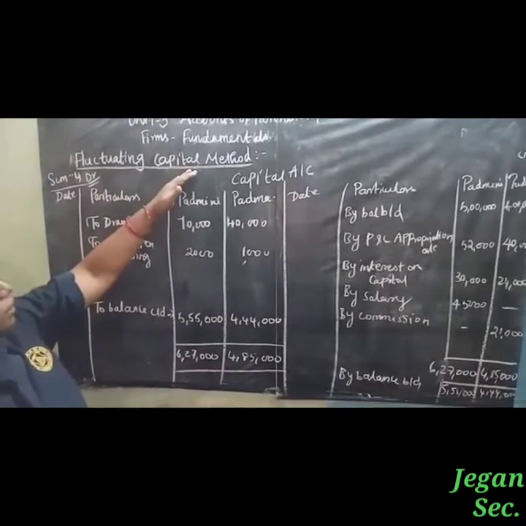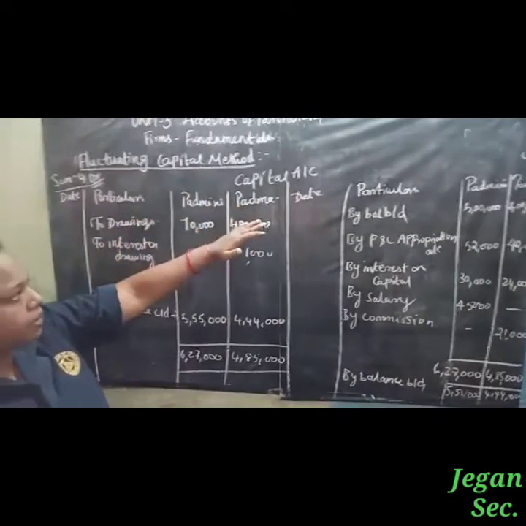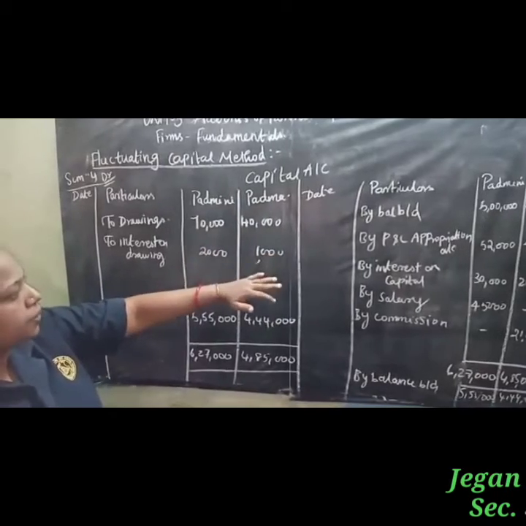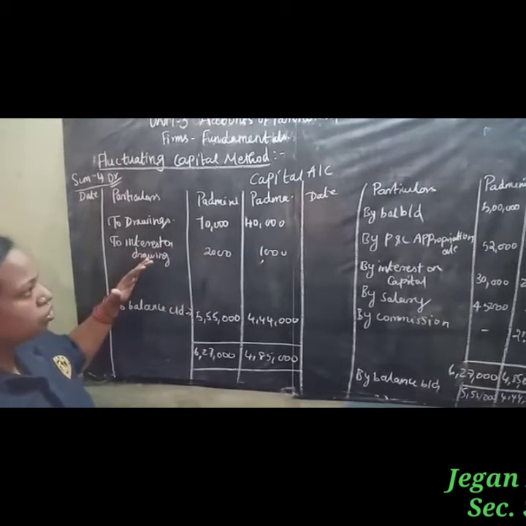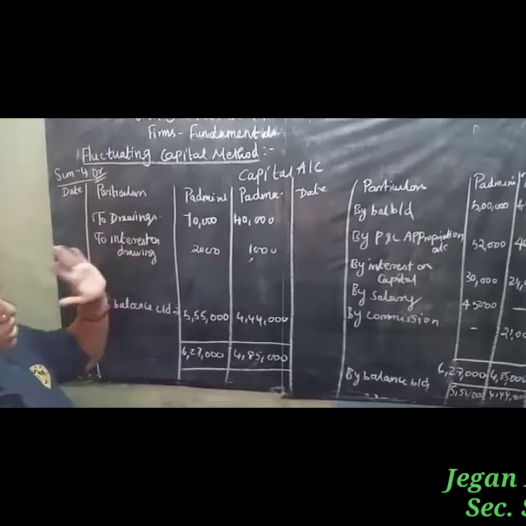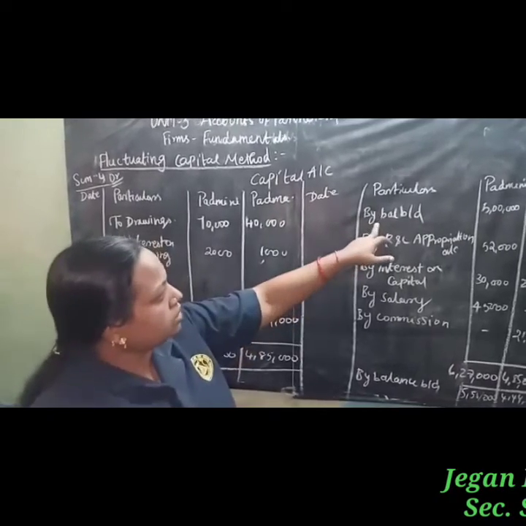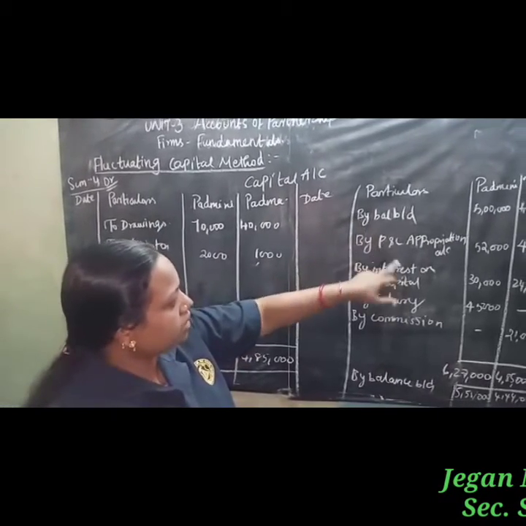So in this sum number 4, the fluctuating capital method means we have to prepare only the partners' capital account. In the partners' capital account, on the debit side, only drawings and interest on drawings we have to write. Then on the credit side, the partners' capital, reduced capital and additional capital.